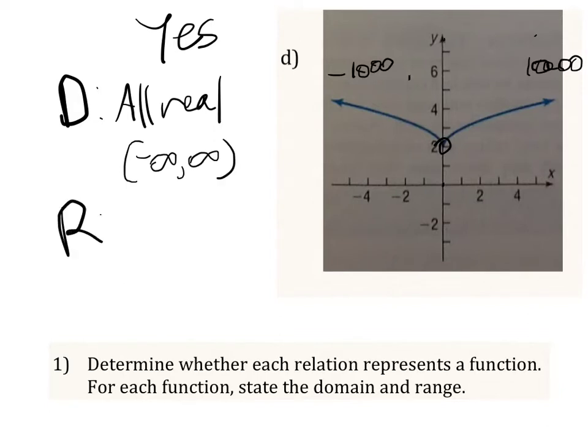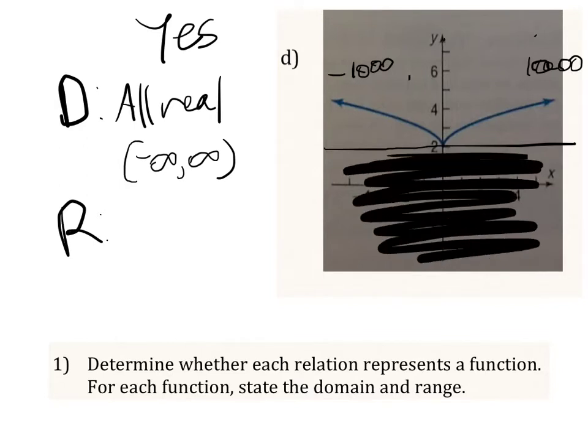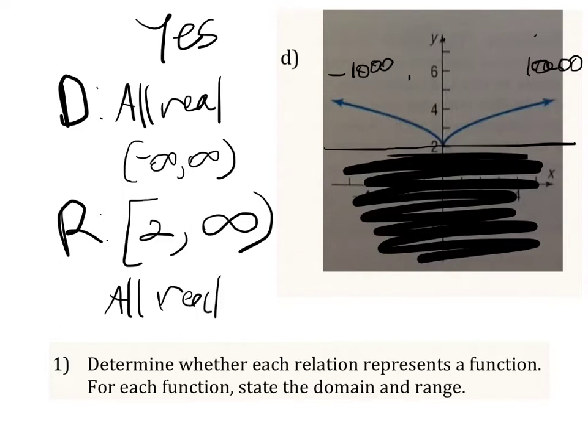Alright, and then range. Well, I'm looking at the drawing here, which is always the best way to determine range, and I don't see anything happening below there. So that means that 2 to infinity would be our range, or all real, provided that y is greater than or equal to 2.